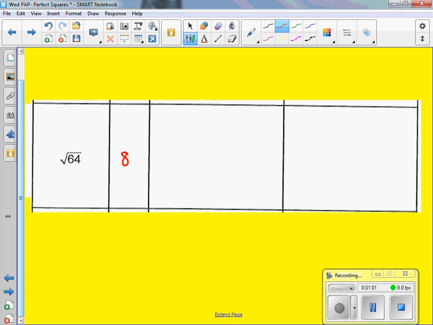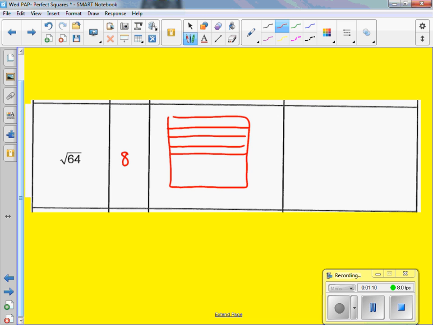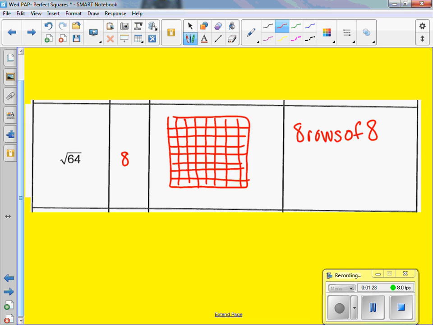Another example is the square root of 64. That would be 8, because 8 times 8 makes 64. So when we're talking about a square for that, we are going to make a square that has 8 rows of 8. So 64 squares within that square. Again, the verbal description is 8 rows of 8. If I ever ask you what's the square root of 64, you're going to tell me 8.